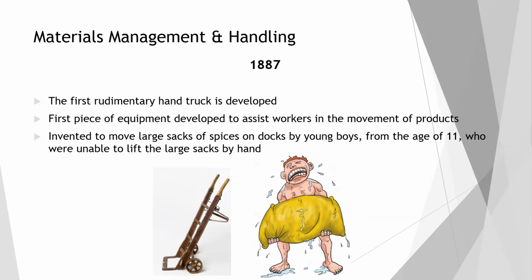Now, they couldn't move these really big sacks of spices on docks. They were just too darn heavy for these young boys. And so someone came up with the idea of, how do we ensure that we can help our workers, these young boys? Again, there were no child labor laws back then, but how do we ensure that we can get them to actually move these things without hurting them? So this is where this was first developed, the first rudimentary hand truck, late 1800s.